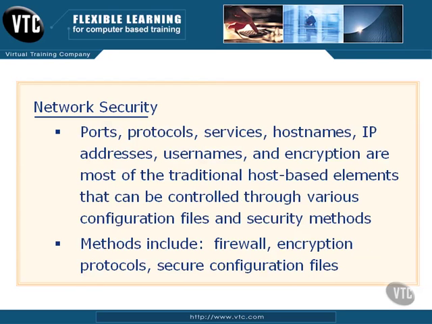Some of the elements that we'll talk about with network security, and you'll find this throughout network security, not just on Unix or Linux, but throughout Windows, throughout networks, can specifically control what kinds of things your box does, such as what services it allows and runs, and how these elements can be configured to disallow services or access to services if you like. Ports, protocols, services, host names, IP addresses, usernames, and encryption methods are among the traditional host-based elements that can be controlled through configuration files and programs and so forth.